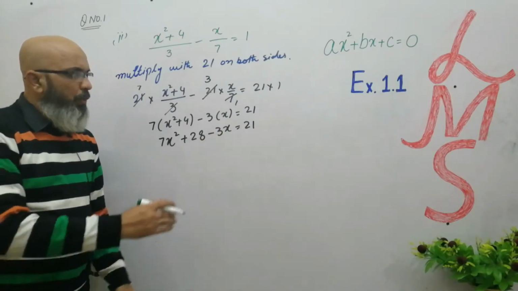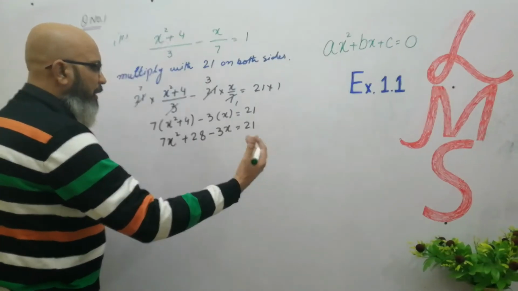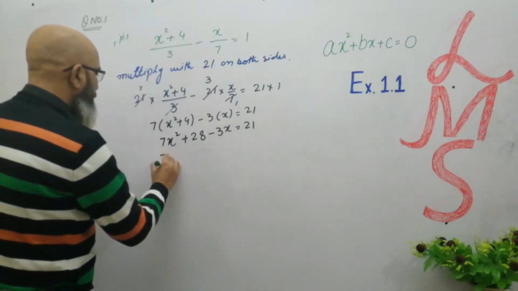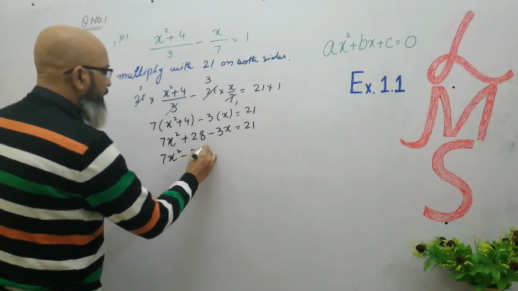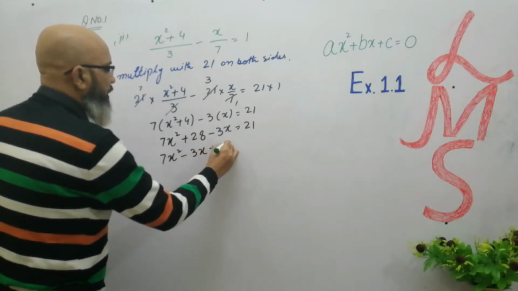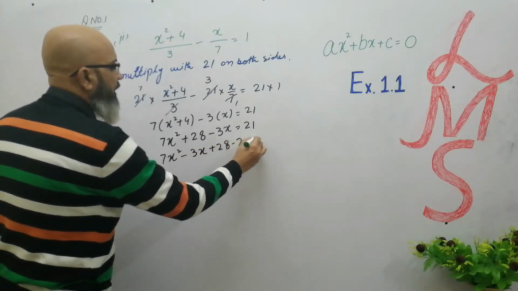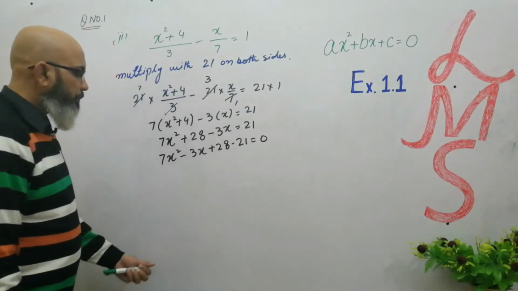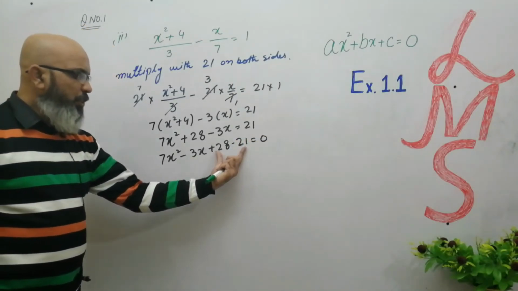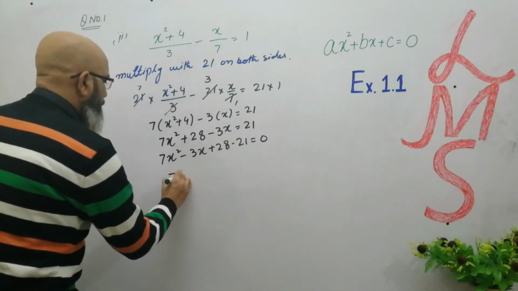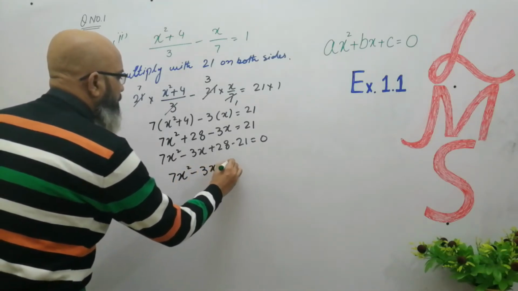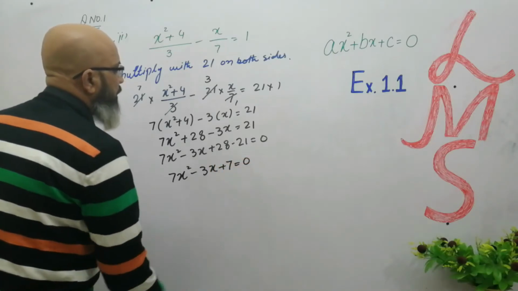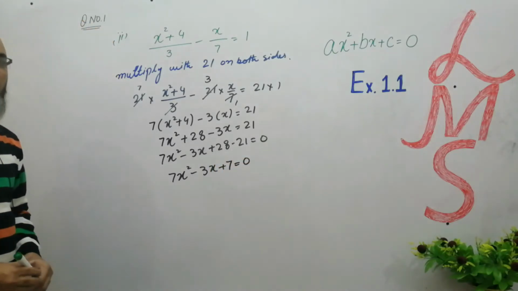So now for the standard form move 21 in this way because we need 0 on the right hand side. So 7x square I will arrange it now, minus 3x plus 28 minus 21 is equal to 0. So subtract these two like terms, 7x square minus 3x plus 7 is equal to 0. So this is your answer.